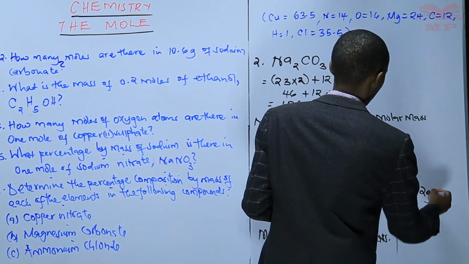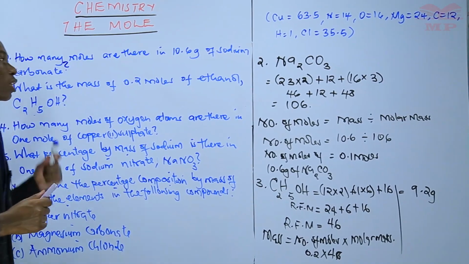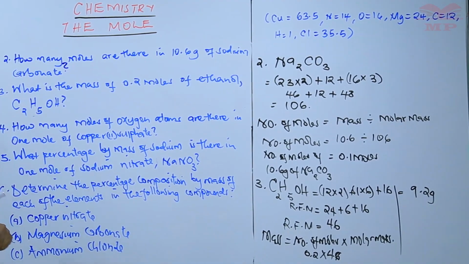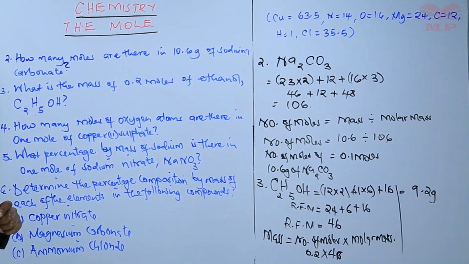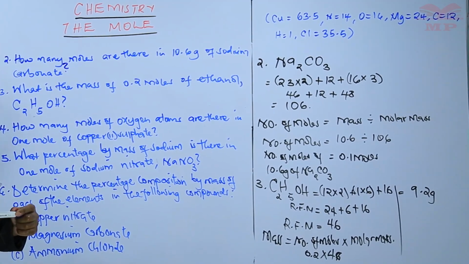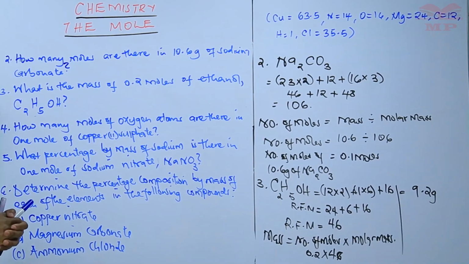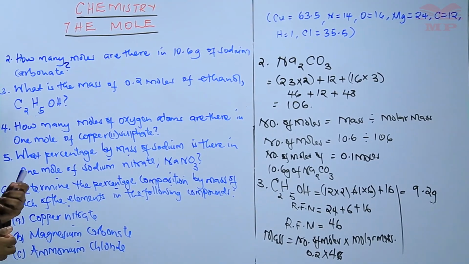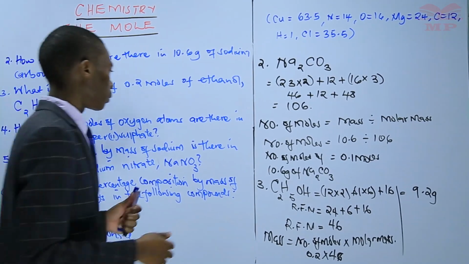So 9.2 grams is the mass of 0.2 moles of ethanol. That is how simple these questions are. I want us now to do question number 4.